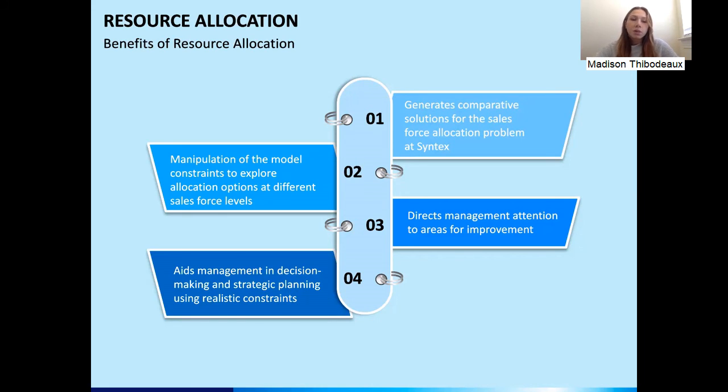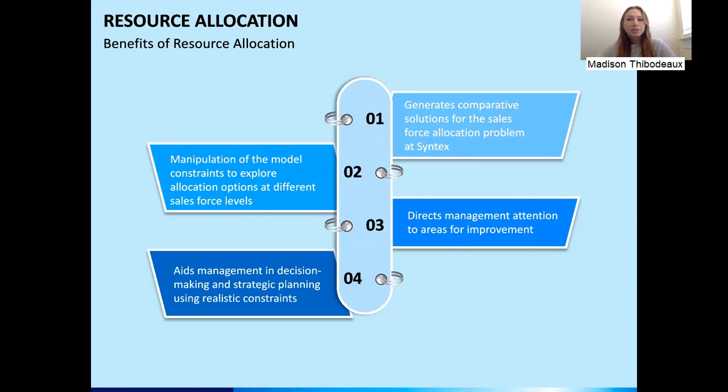The next benefit of this model is that it can direct management's attention to areas for improvement. In this case, the optimal sales force level effort was nearly twice as large as Syntex's existing sales force. And finally, the model can aid management decision-making and strategic planning using realistic constraints. In this case, the model reallocated more reps to certain product lines. Using this information, management can decide if the results are something the company would want to begin to implement using its already available resources.